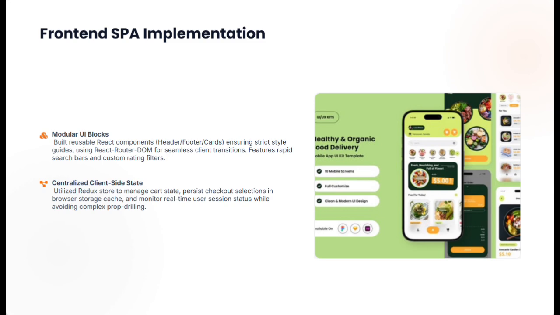Looking closer at the front-end implementation, the application relies entirely on clean, modular, reusable React functional components. Navigation is handled instantly by React Router DOM without page reloads. We built a customized filtering system so users can isolate pure veg choices or sort restaurants dynamically based on real-time ratings and review frequencies.